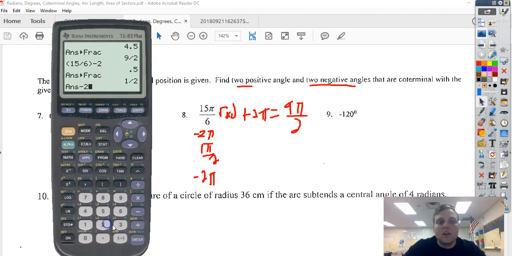I'm about to. So minus 2, press enter, and that is, I believe, negative 3 over 2. Yes, it is. And so I get negative 3 pi over 2. So here's your first negative coterminal angle. What could you do to find your next negative coterminal angle? I will let you figure that out. Okay, so let's move on. That's how you do number 7 and 8. I actually gave you a lot of help on number 8. You just need to find one more negative coterminal angle. Let's go ahead and move on.